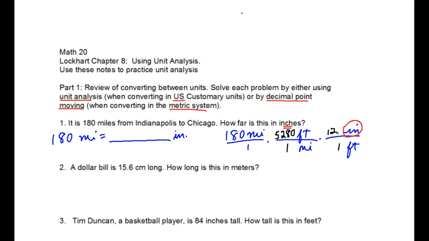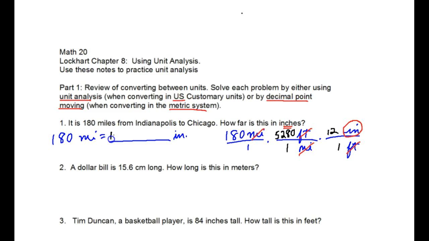I'm going to cancel the units that match. Miles cancel. Notice they're diagonal to each other. Feet cancel, they're diagonal, and I'm left with inches. Now I can do the calculating. 180 times 5,280 times 12 is a very large number, isn't it?